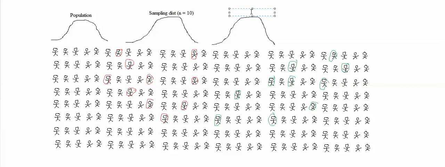So if the population follows a normal distribution, then the sampling distribution is normal regardless of how many people are in each of the possible samples. What I mean is regardless of whether it's a sampling distribution of samples of 10 people, or a sampling distribution of samples of 20 people, or a sampling distribution of samples of 15 people, the sampling distribution is always normal if the population is normal.